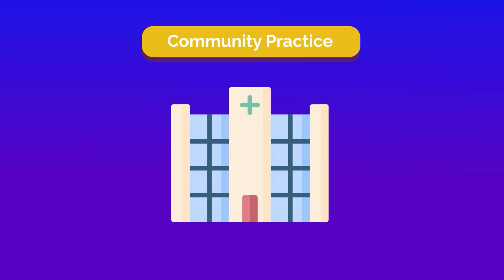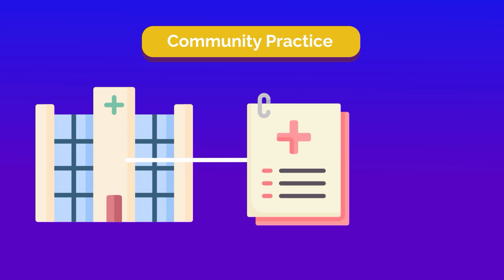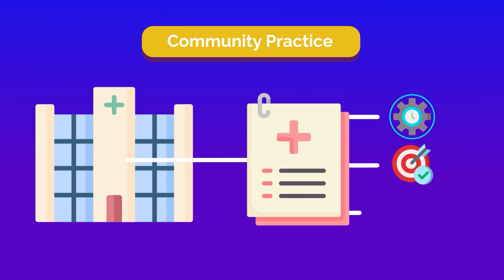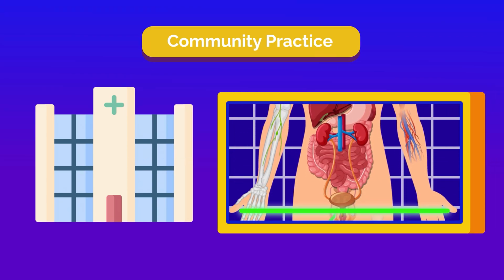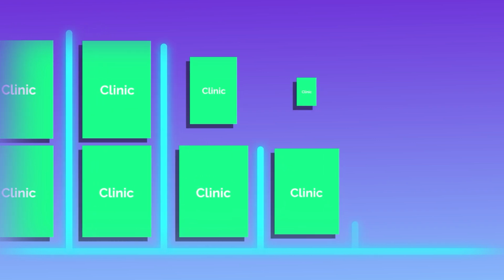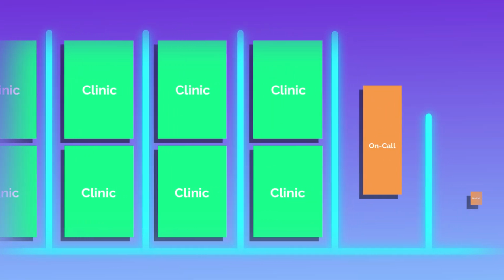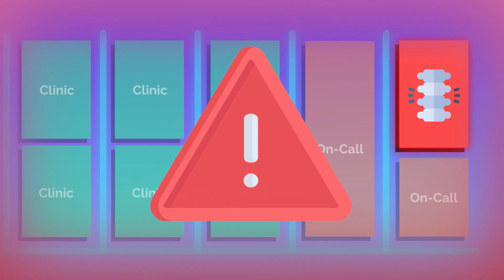In community practice, radiation oncologists focus mainly on clinical care with an emphasis on efficient, direct, and high-quality patient care. Their patient population is broader and often skews more toward common cancers like prostate, breast, and lung. Community physicians enjoy more predictable schedules and have a heavier clinical focus with direct patient care, though on-call duties still apply and emergencies like spinal cord compression may still arise.